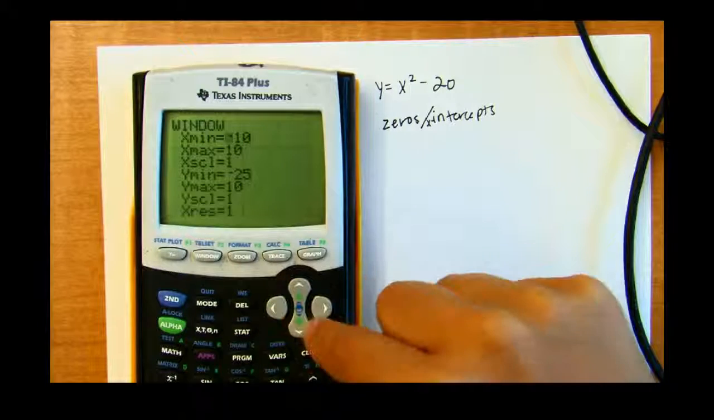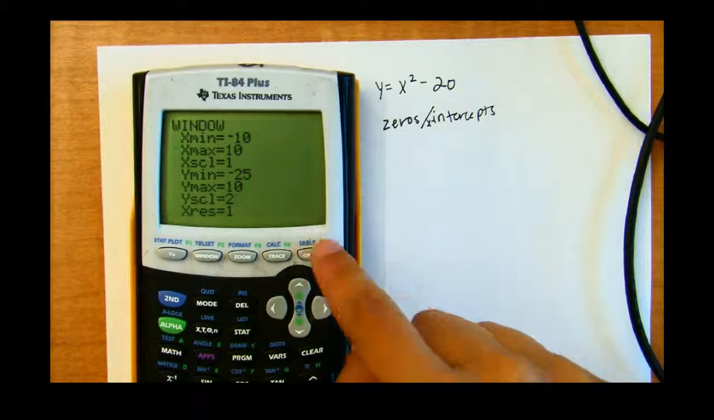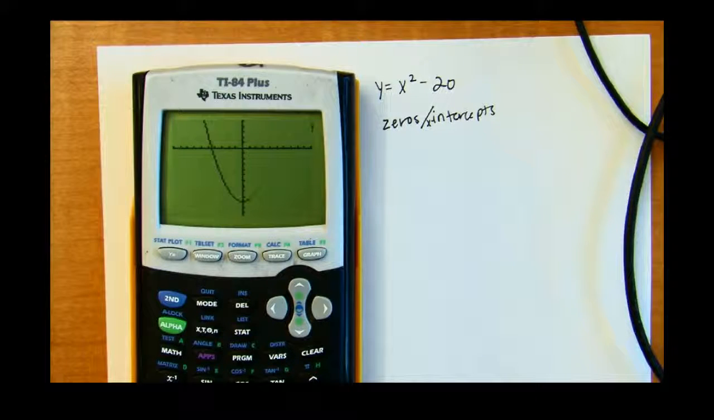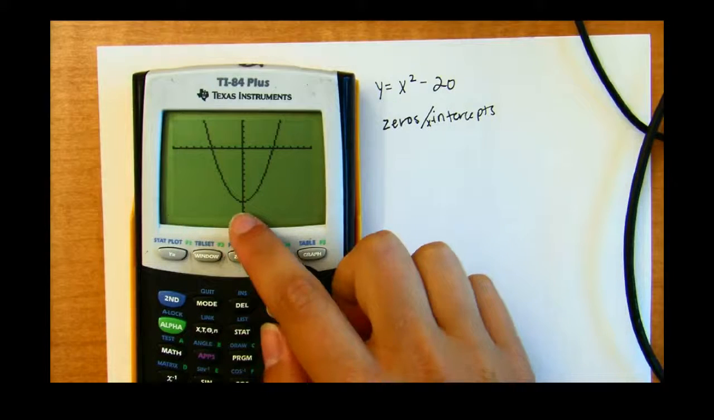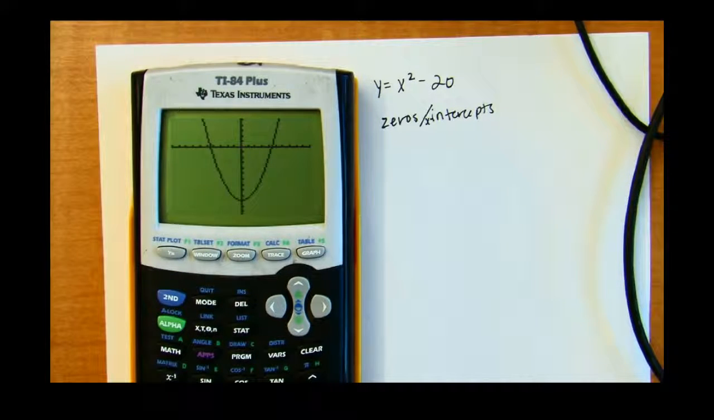So I'm going to change my x scale to just a larger number. I'm going to go with 2 and see if that looks a little bit better. Great. So now I can see it's a lot clearer. If I wanted to count lines, I definitely could.